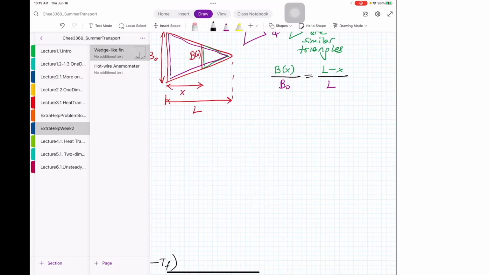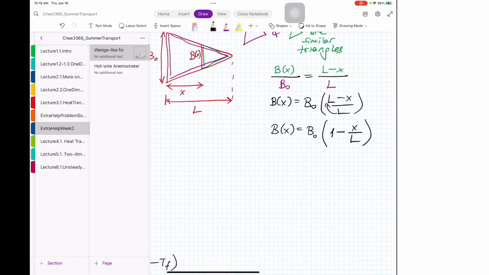Now this should make sense. Correct? Correct, yeah. And after rearrangement, you get B of x is B0. You multiply both sides by B0. Let's go step by step. And then from here, B0, if you divide by L, you get 1 minus x over L, right? So you basically divide this by L and divide this by L. That's how you get this.